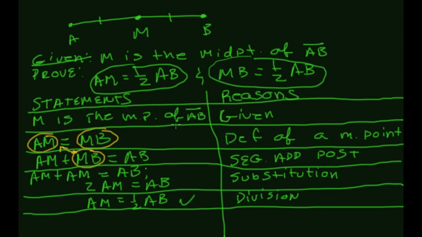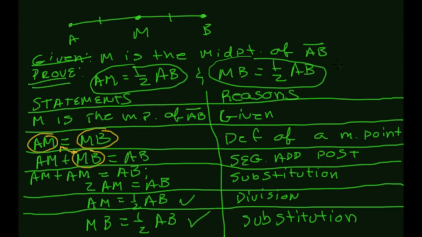But note, AM is equal to MB. So I can just take out the AM and put in an MB. And I get that equal to 1/2 AB. That's also by substitution. Took out something that's equal and replaced it with something else that's equal. And I've proven the other half. So I've successfully proven everything that I wanted to prove.